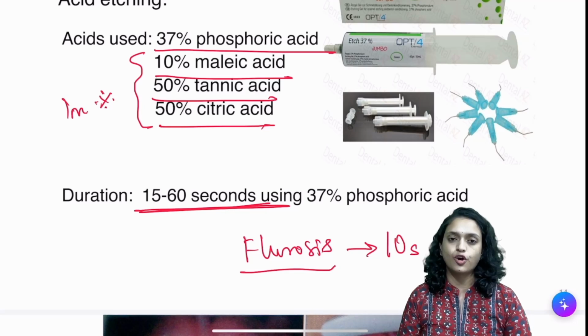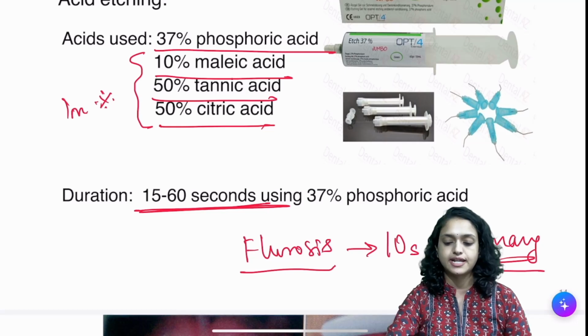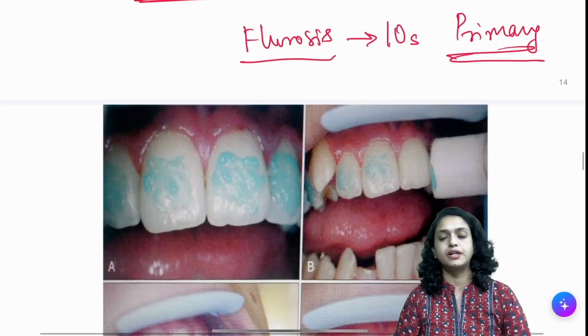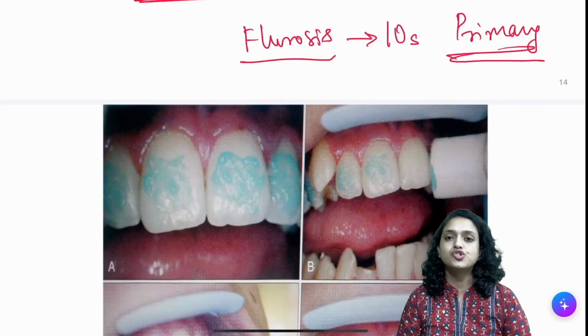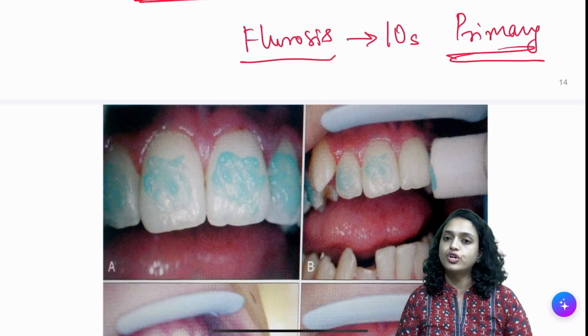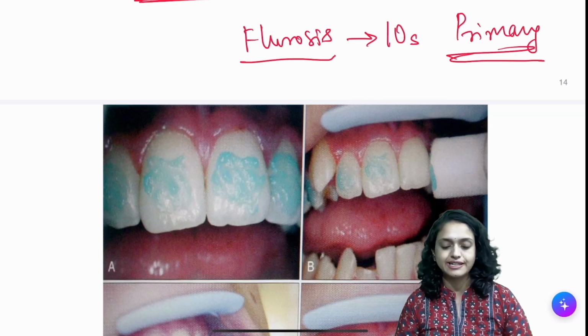for normal patients. Also, if you are etching a primary tooth, the etching time must be extended because a primary tooth has something called aprismatic enamel. Aprismatic enamel is much more resistant to acid etching compared to normal enamel. So for fluorotic patients and in primary teeth, the etching time can be slightly increased.